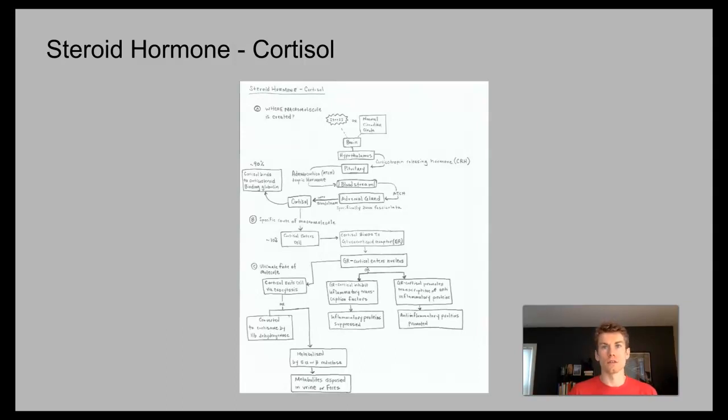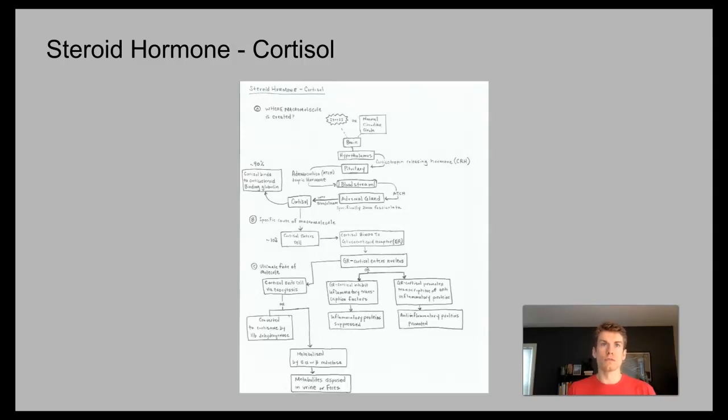Cortisol will eventually return to the bloodstream via the process of exocytosis. Once in the bloodstream, cortisol can be converted into cortisone by an enzyme called 11B dehydrogenase, or cortisol can be metabolized in the liver or the kidney by enzymes 5-alpha or beta reductase, and then ultimately excreted in the urine or feces. So that's cortisol.